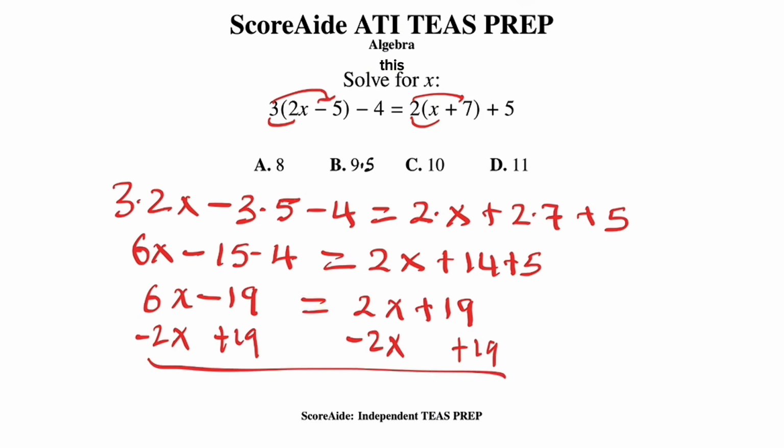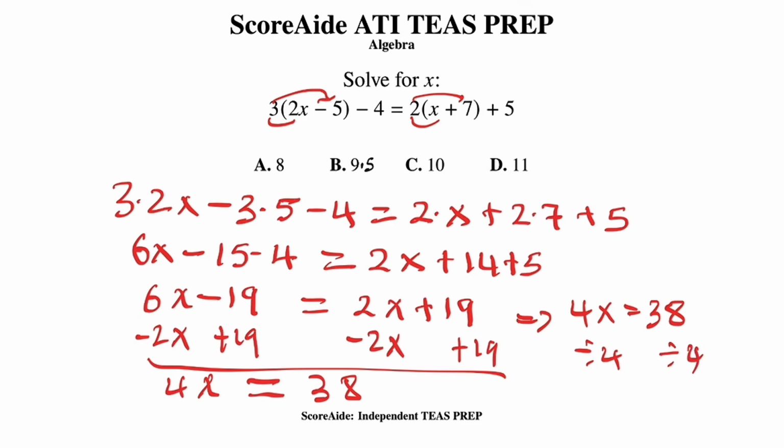Now, if we do this correctly, we're going to have 6 minus 2 is 4x, which is equal to, so you see that this is going to be 0, this is going to be 0, and we have 38 there. And we have 4x is equal to 38, and we divide both sides by 4. X is going to be 9.5. And the answer is going to be D.